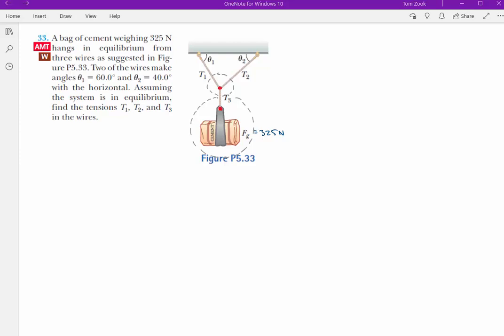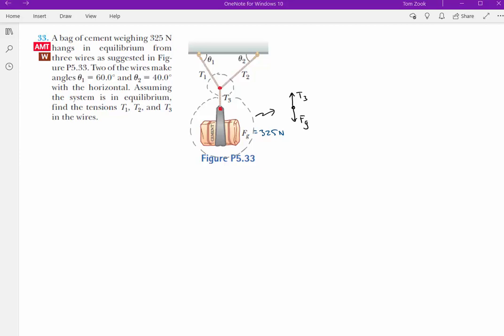We can't solve this problem unless everything is separated. We can't solve it all at once, essentially. If we do, we have to make some assumptions that it's best not to make. So first off, let's establish that in this lower system, the bag of cement held up by the rope, if we were to write a free body diagram for it, we would have the weight force Fg going down and the tension force T3 going up.